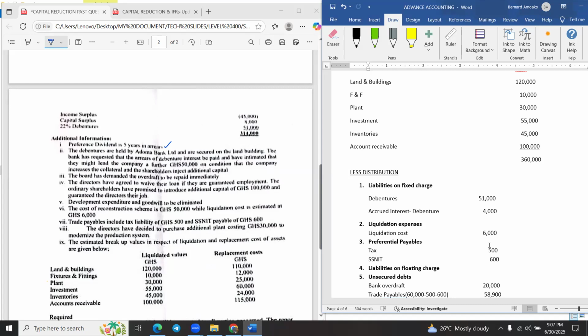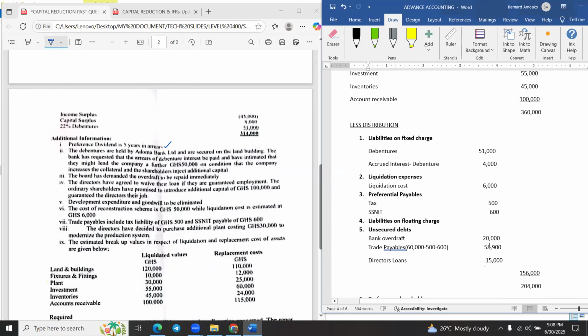Having said that, the next item is liabilities on a floating charge. That is any liability that was secured against a movable item. According to our question, we didn't have any, but we still write it out so that the examiner will know what we have. So we can write it down and put a dash there. I'm saying that that's the thing that you are doing.